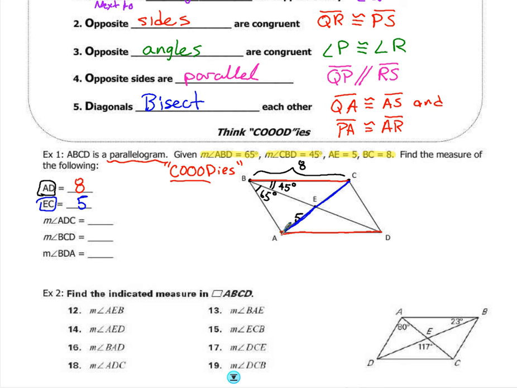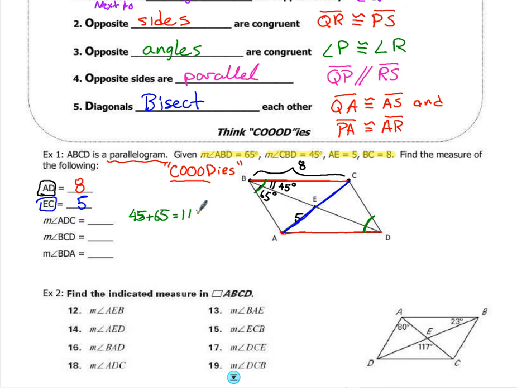ADC is the large angle here. I'm going to draw that through it. This angle would be opposite of this angle, which would be putting my two smaller angles together. So I'm going to take 45 and 65 and add them together, 45 plus 65, and the sum of those two angles is 110 degrees.